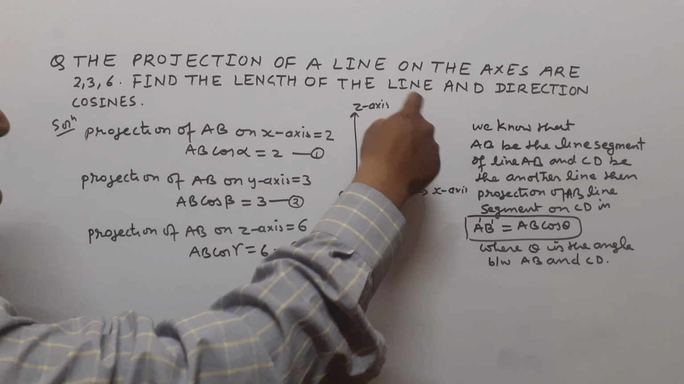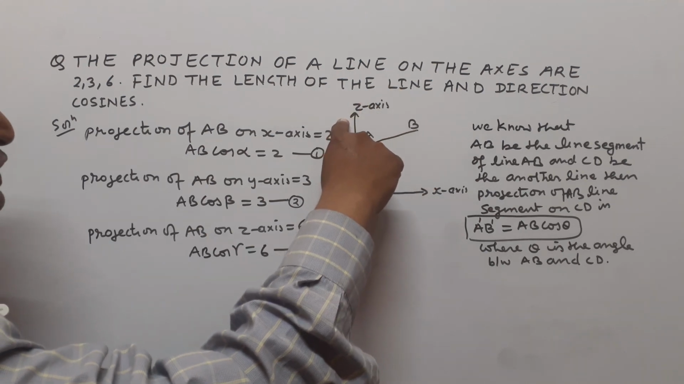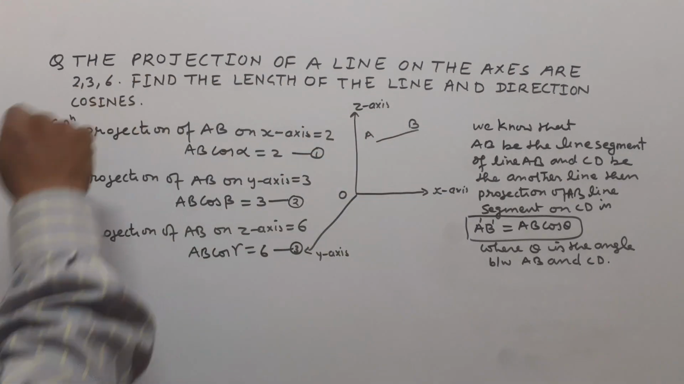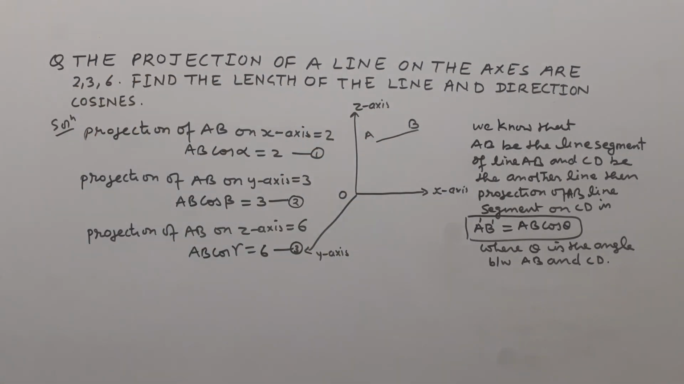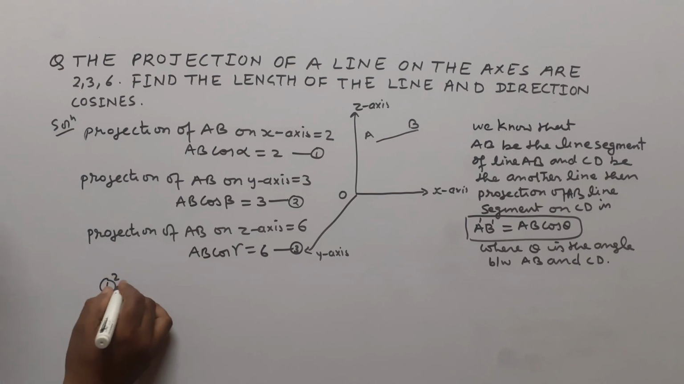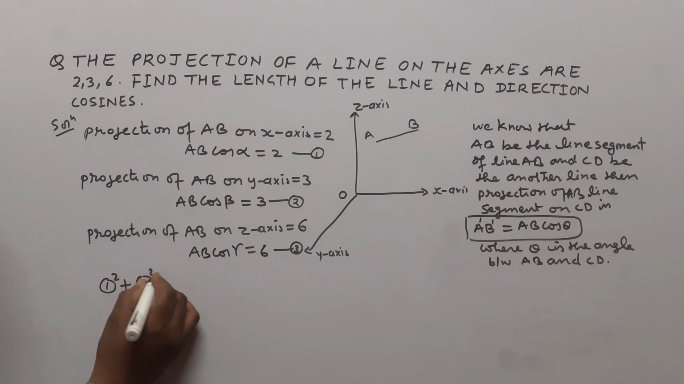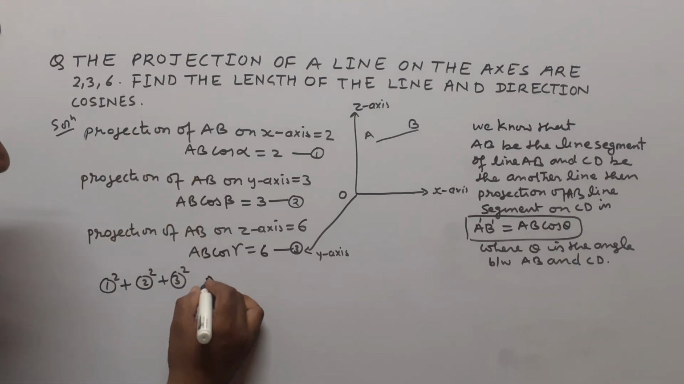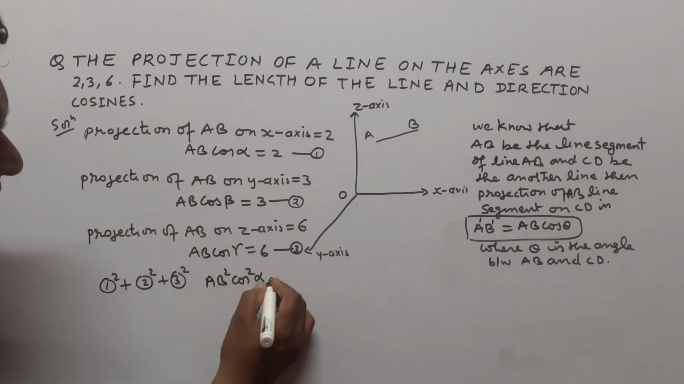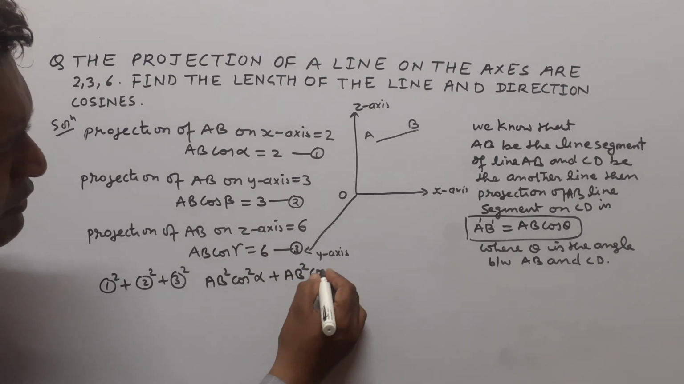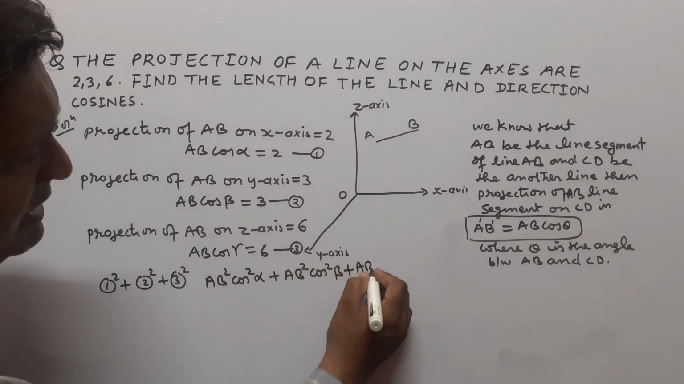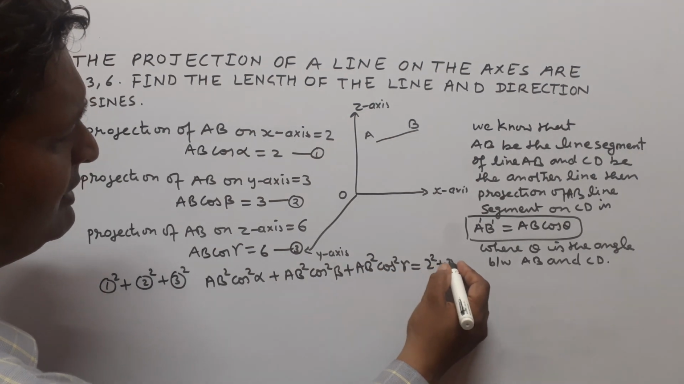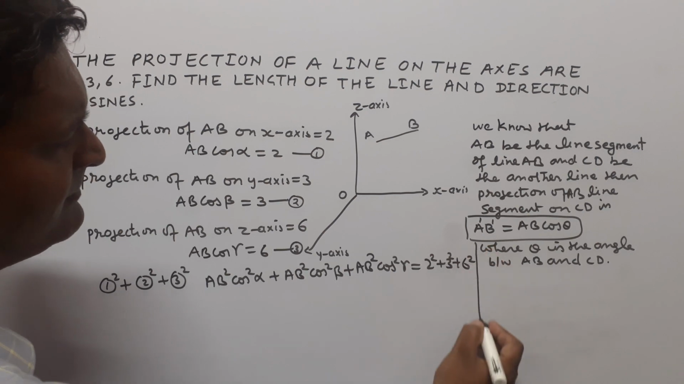Similarly, the AB line makes angle gamma with the positive direction of the z axis. So the projection of AB on the z axis is AB cos gamma is equal to 6. Now adding the squares of 1, 2 and 3, we get AB square cos square alpha plus AB square cos square beta plus AB square cos square gamma. This is equal to 2 square plus 3 square plus 6 square.